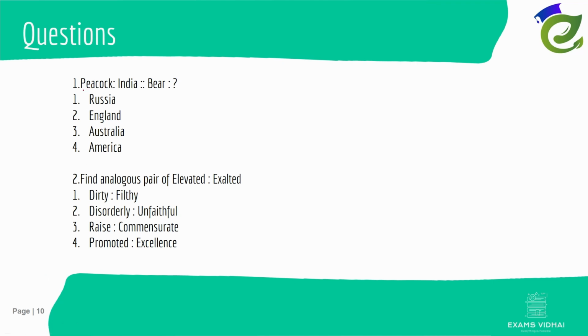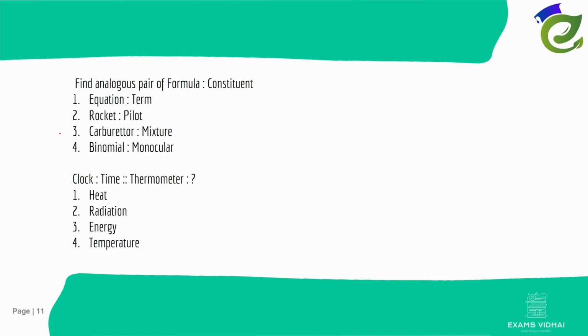Here we see peacock and India. We know that the peacock is the national bird of India. So bear is the national animal of which country? We need to find that relation and answer. Russia's national animal is the bear. Next, we need to find the analogous pair of elevated and exalted. These are the analogous pair, so the analogous pair according to this will be dirty and flirty.